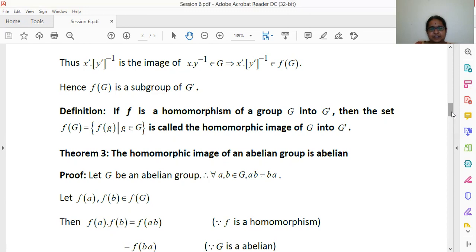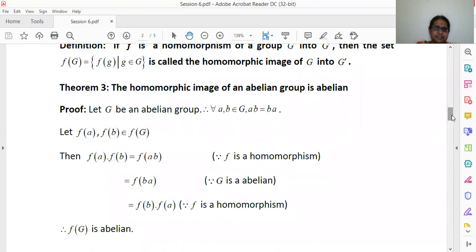Let G be an abelian group. Therefore, to consider two elements in G, for all a, b belongs to G, ab is equal to ba. Now, when we say a, b belongs to G, it means their images f of a, f of b belong to f of G. So consider two images f of a, f of b in f of G. Consider f of a dot f of b. This is equal to f of ab. This is from the definition of homomorphism.